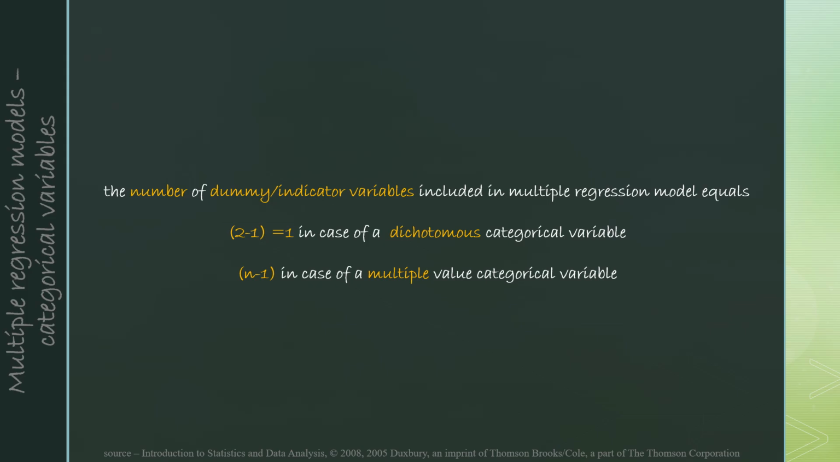Now we can summarize the learnings for a dichotomous categorical variable and a multiple value categorical variable. The number of indicator variables included in multiple regression model equals 2 minus 1, which is 1 in case of a single dichotomous categorical variable, while it is n minus 1 in case of a single multiple value categorical variable, where n equals the number of categories that the variable represent.